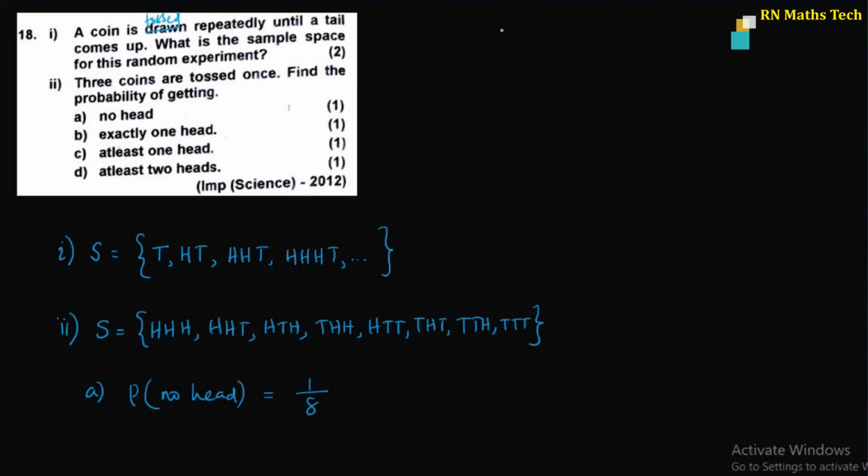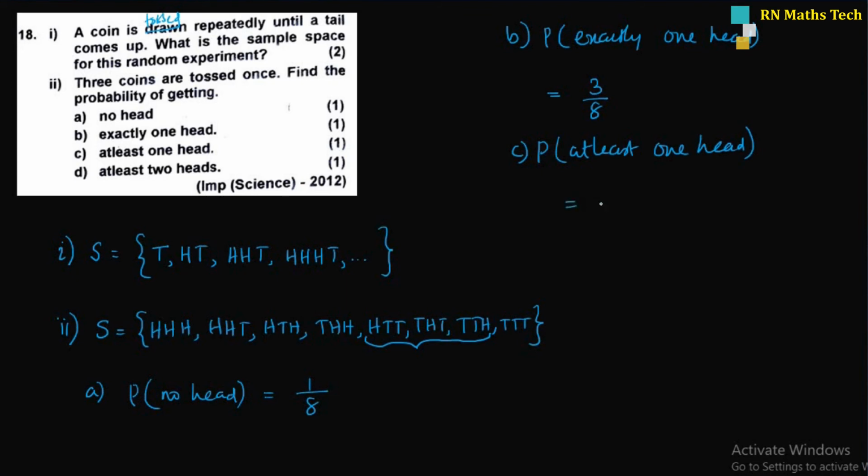ഓക്കെ, അടുത്തതിൻ്റെ ബി പാർട്ട് P of exactly 1 head. അത് എക്സാക്ട്ലി 1 എന്ന് പറയുമ്പോൾ ഒരു ഹെഡ് മാത്രം വരുന്നത് 3 കേസാണ്. ഇതാണ് എക്സാക്ട്ലി 1 ഹെഡ്, 3/8 ആവും. ഇനി സി പാർട്ട് at least 1 head, P of at least 1 head. നമ്മൾ നേരത്തെ ചെയ്ത പോലെ നോക്കിയാൽ 1 മൈനസ് P of no head എന്നാണ്. ഓക്കെ, ദാറ്റ് ഈസ് 1 മൈനസ് നോ ഹെഡ് 1/8 ആണ്, ദാറ്റ് ഈസ് 7/8 എന്ന് കിട്ടും, at least 1 head.